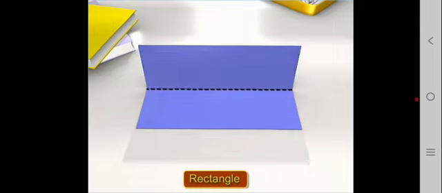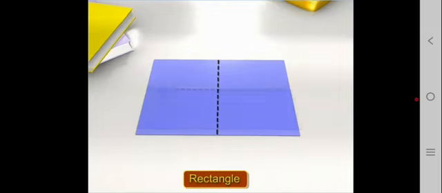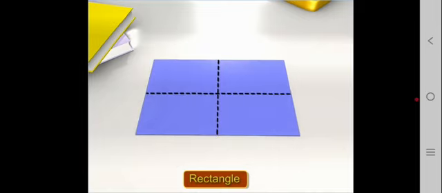Now, unfold the rectangular piece of paper and again fold it along its breadth such that one of its halves fits exactly over the other. This line of fold also represents the line of symmetry as the two halves overlap each other. Thus, a rectangle has two lines of symmetry.